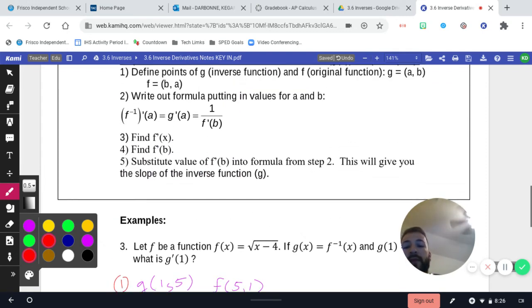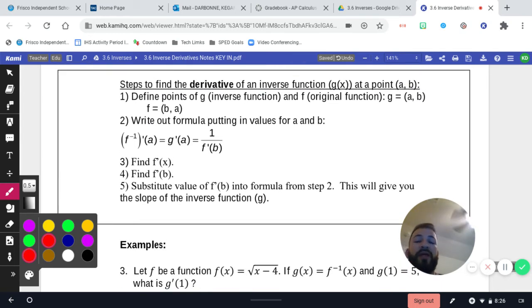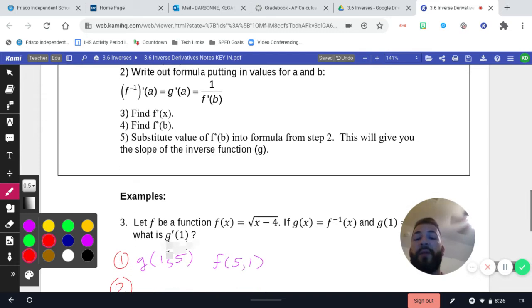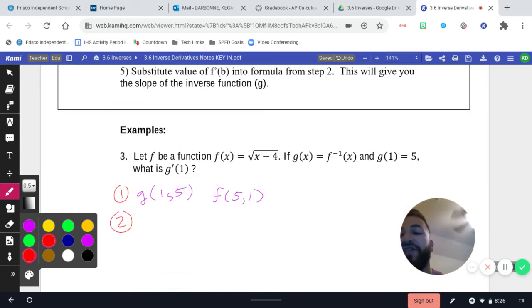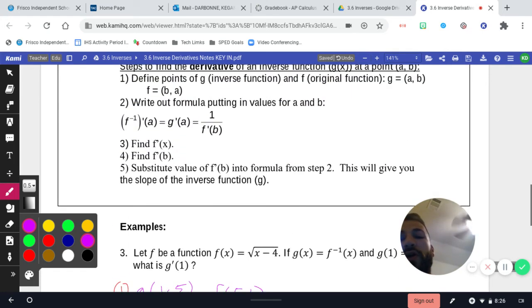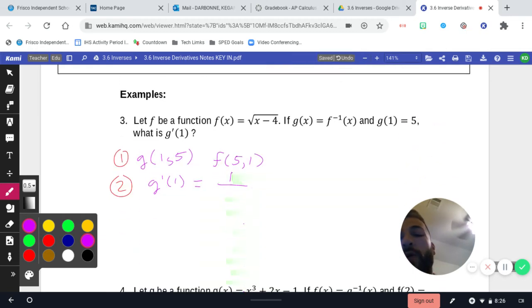Second step is just writing out the formula and placing in our values for a and b. So it's really just understanding, okay, what are we trying to find? So I actually know what I'm looking for as my end result. So I'm trying to find g prime of the a value, or in this case, I want to find g prime of 1. So if I want to find g prime of 1, that would be equal to 1 over f prime of the b value, or 1 over f prime of 5. It's always just the opposite value. So g prime of 1 is equal to 1 over f prime of 5.